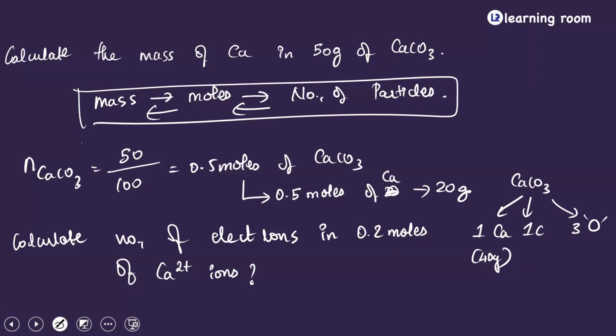Atomic number of calcium is 20. So it has how many electrons? 20 electrons. But what I have given you is a calcium ion. So the calcium atom's electronic configuration is 2,8,8,2. What is the electronic configuration of the Ca2 plus ion? 2,8,8. Very good. If it is Ca2 plus, it means it has lost 2 electrons. If it is 2 minus, it has gained 2 electrons. So now if it has lost 2 electrons, how many electrons does it have now? 18 electrons. Tell me the answer.